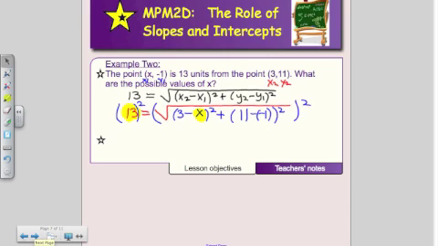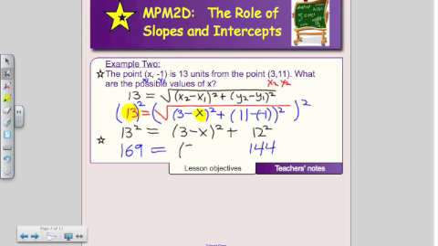When you do that, the square root disappears, and all I have on my right-hand side is (3 minus x) squared plus (11 plus 1) squared. 11 minus negative 1 is the same as 11 plus 1, which is 12 squared. And now I have 13 squared on my left-hand side. So I need some help with this calculation. What is 13 squared on your calculator? Good. And what is 12 squared? 144. Good.